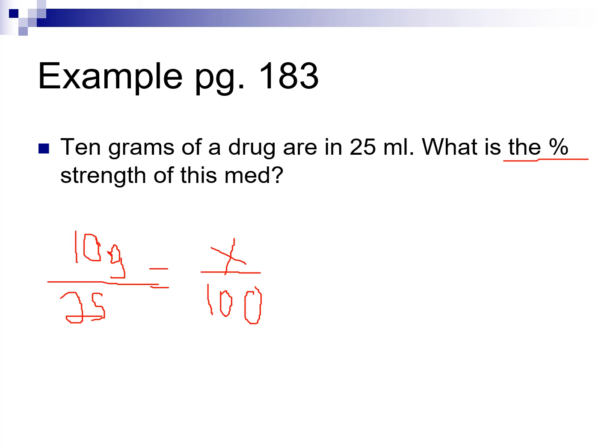I'm looking for x, I'm looking for the percent. X is my percent. So I'm going to do my cross multiplication. I'm going to take 100 times 10. That's just going to give me 1,000. And I'm going to take 1,000 and divide it by 25. That should give me 40%.